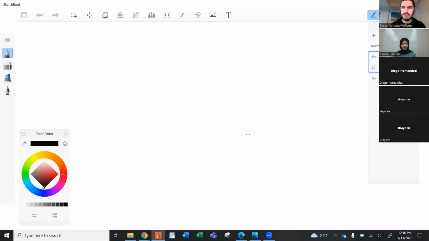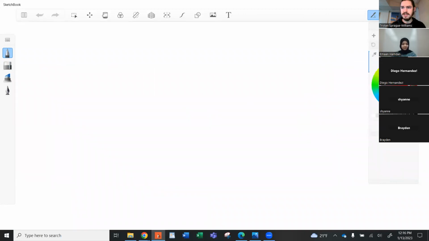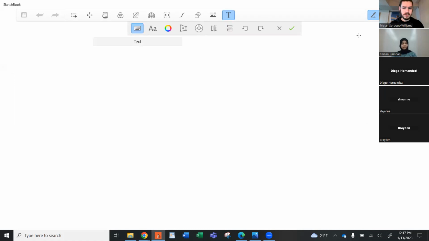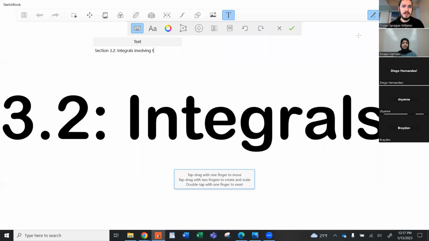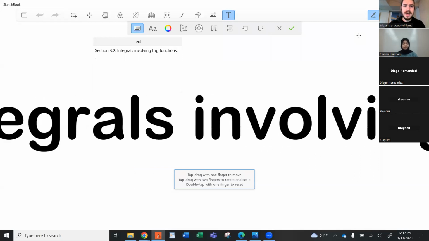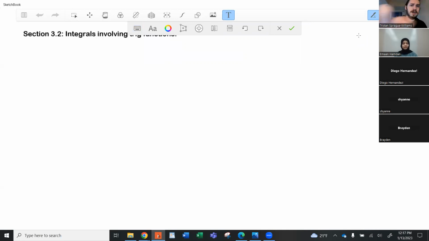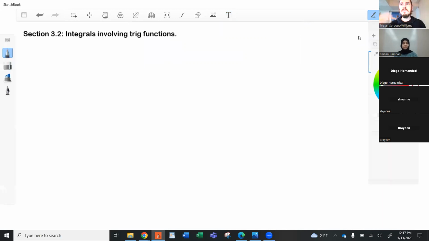So I want to pivot to the lesson now. Just got to rearrange some things on my screen. All right. So section 3.2, which is what we're in right now, is all about integrals involving trig functions. And we're going to go through some of this in an organized fashion, right?